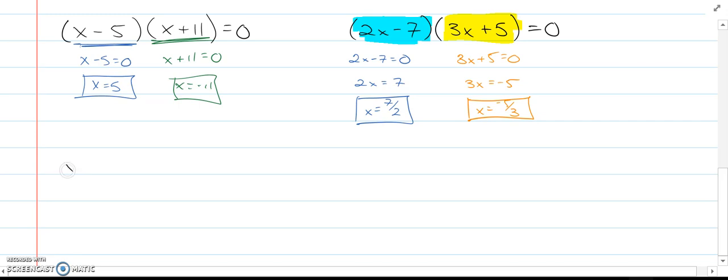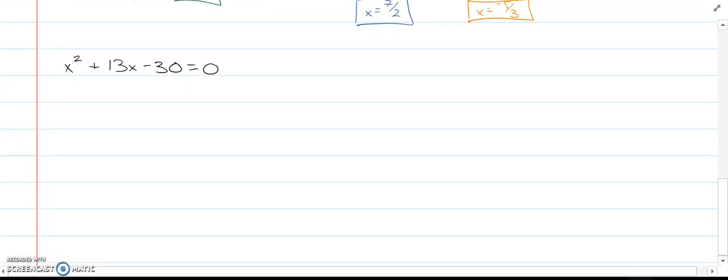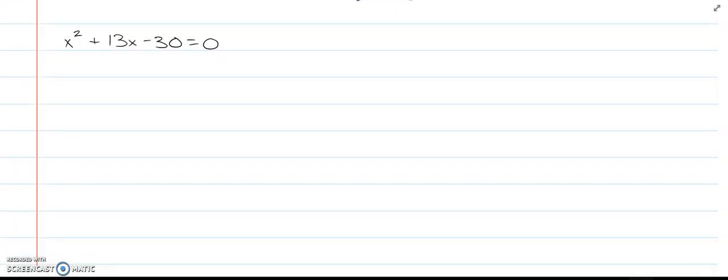If I give you something that says x squared plus 13x minus 30 equals 0, you saw a trinomial in the beginning. And because you saw a trinomial, your first instinct was to factor it, hopefully. As many problems as we've done, that should be like second nature to you at this point. Factor it, meaning turn it into parentheses, the same steps as we always do.